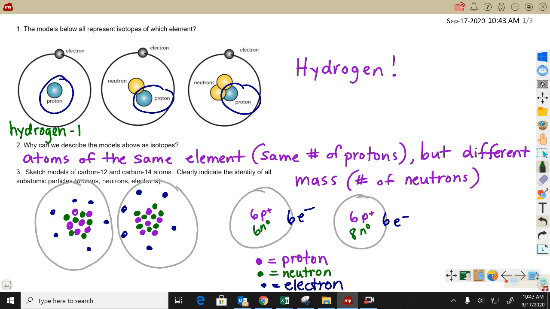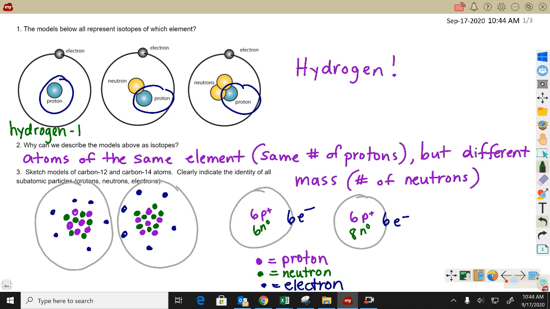And that is the most abundant form of hydrogen, because when I look at my periodic table, which is on the very back page of your textbook, the periodic table tells me that hydrogen's atomic mass is about 1.0079. So it's really, really close to 1.